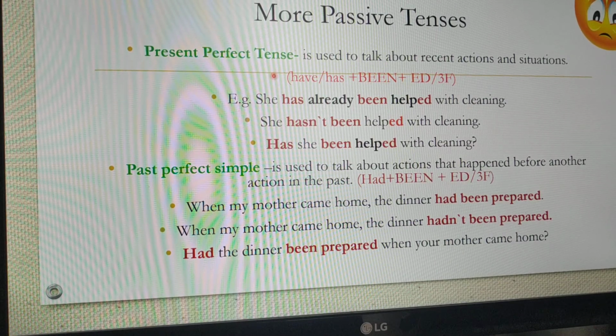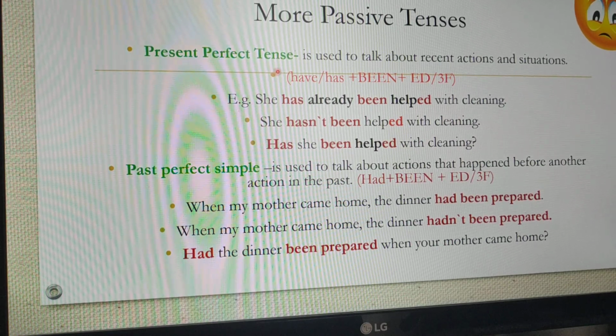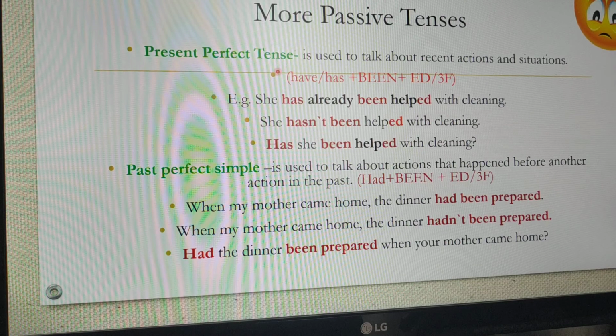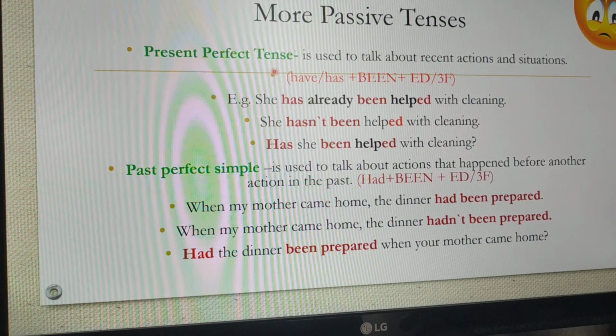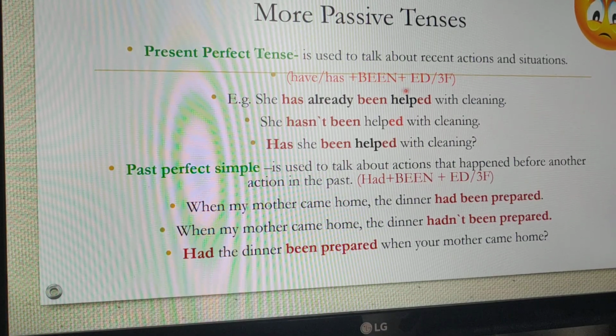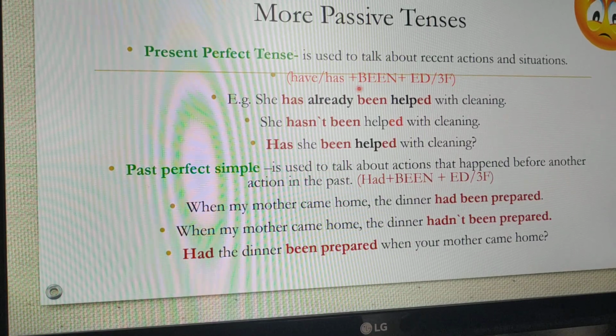So be very attentive. The time markers are the following: already, yet, not yet, just, ever, never, so far, recently, lately. So we don't know the exact tense, but we must not forget to use the formula.